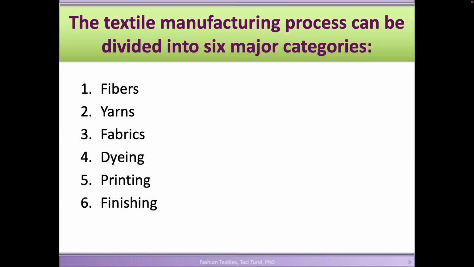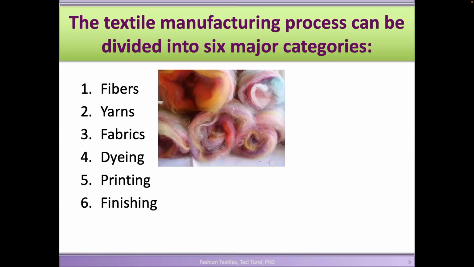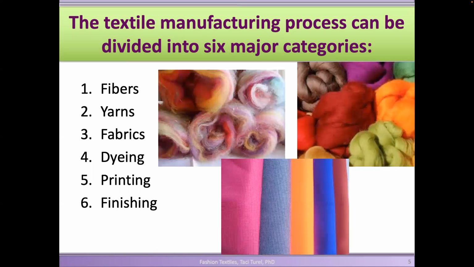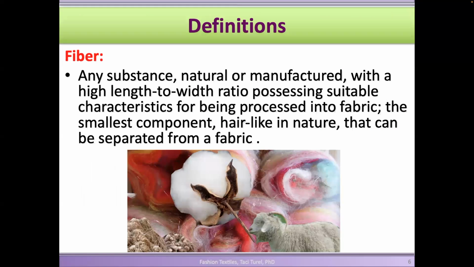Now, the textile manufacturing process goes through this cycle. So we have fibers, we turn them into yarns, then we turn the yarns into fabrics, then we dye the fabrics or print the fabrics or finish the fabrics, right? So we have fibers turn into yarns, then fabrics, and so on.